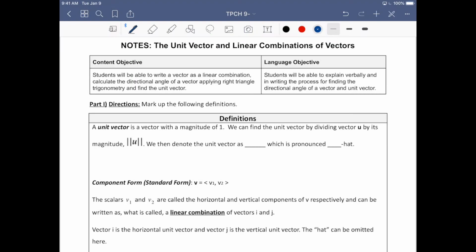Welcome to our notes on the unit vector and linear combinations of vectors. Students will be able to write a vector as a linear combination, calculate the directional angle of a vector applying right triangle trig, and find the unit vector.